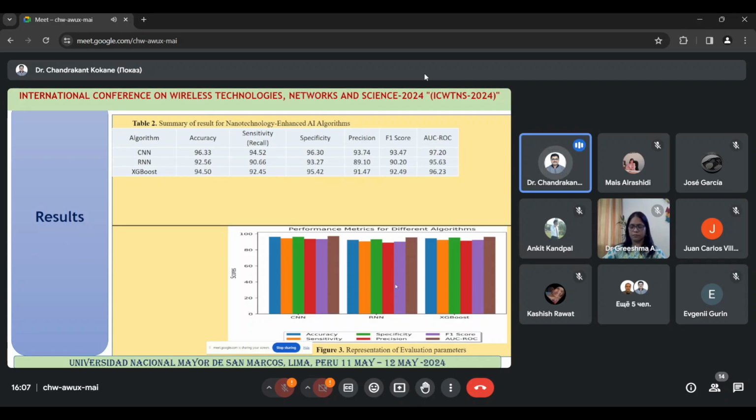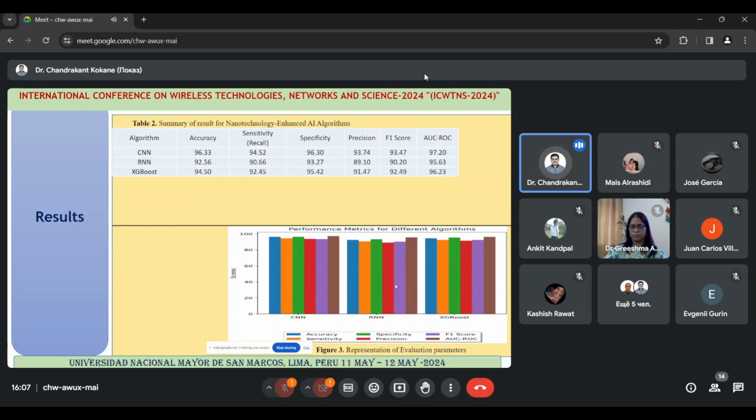So if we are talking about the sensitivity, the RNN is again generating 94.52% sensitivity. CNN-RNN is having 90.66% sensitivity, and XGBoost is having 92.45%.